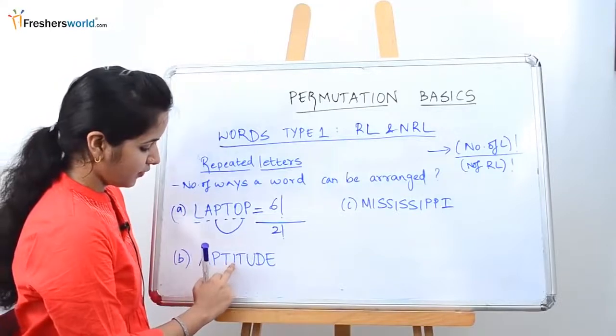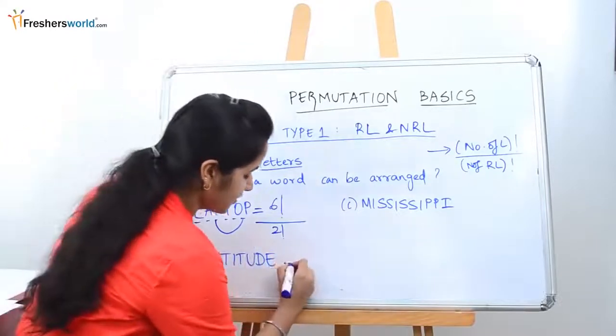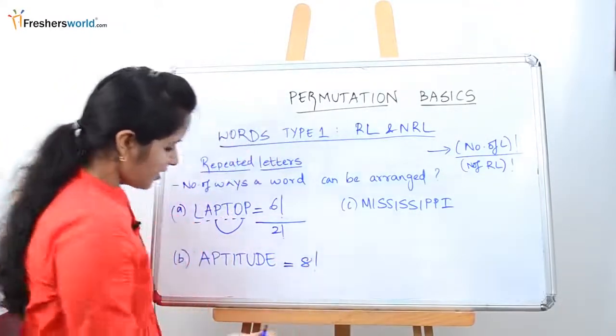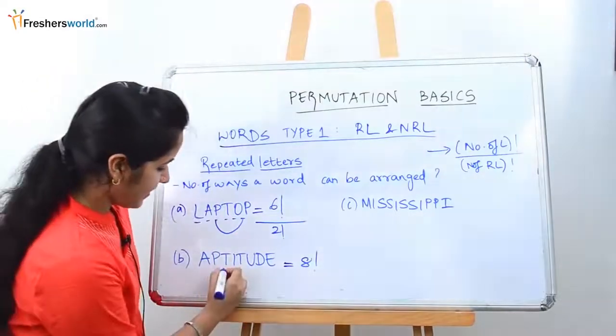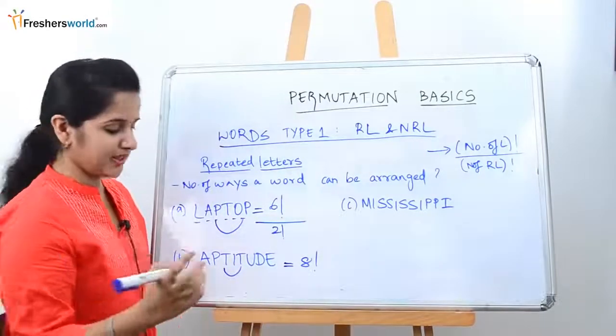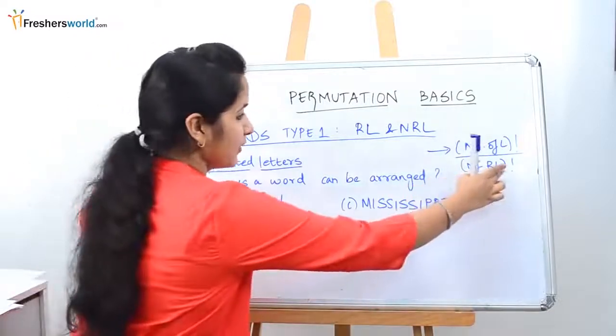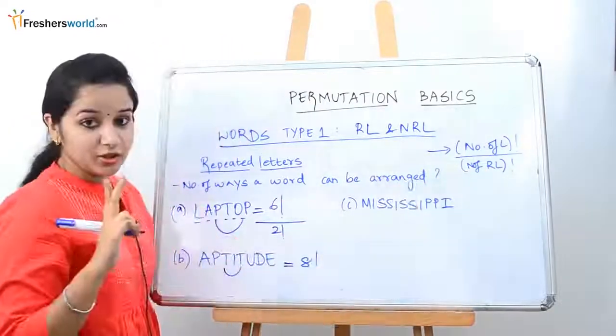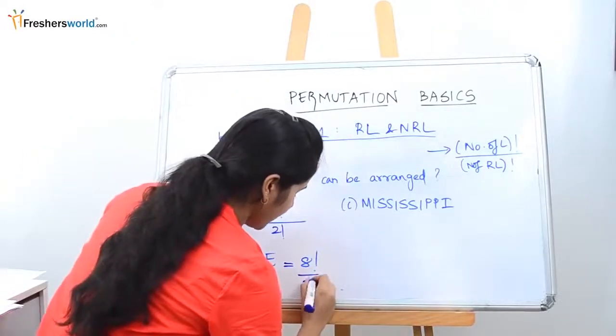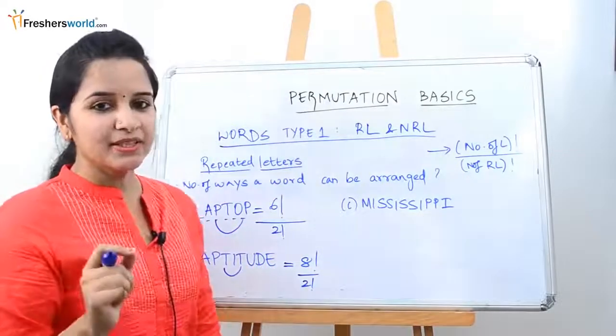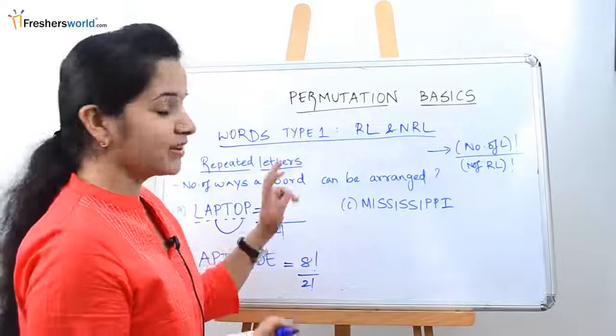1, 2, 3, 4, 5, 6, 7, 8. So the number of letters is 8 factorial. What is repeated here? We have T repeated twice. So as per the formula, the number of letters is 8 factorial, and T is repeated twice, so 2 factorial.